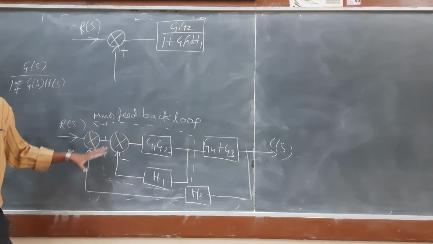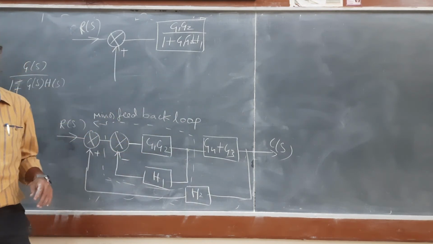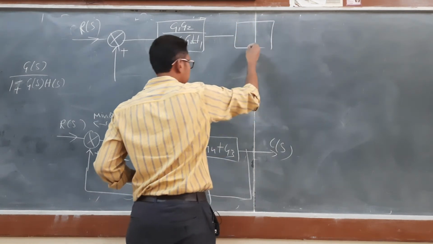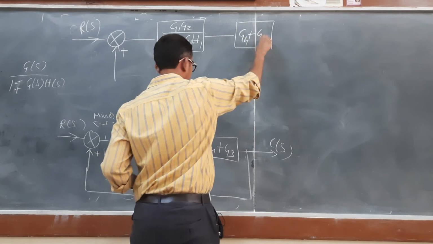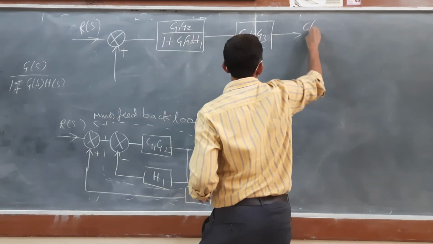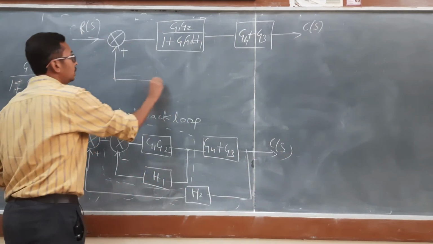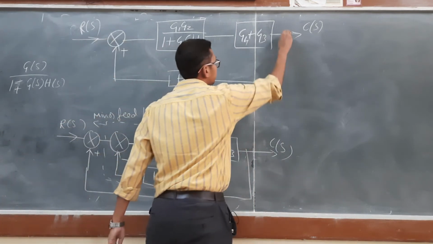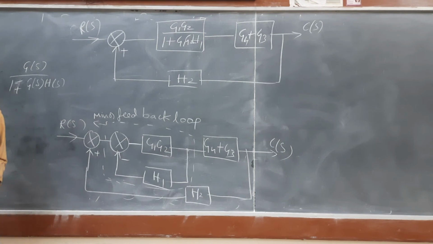Okay, so this minor feedback loop has been reduced to a single block. After that, I am going to redraw it. The remaining terms are G4 plus G3, and the output C of S. And we have another feedback signal, block H2, coming back here. Okay, so this is rule number 3.